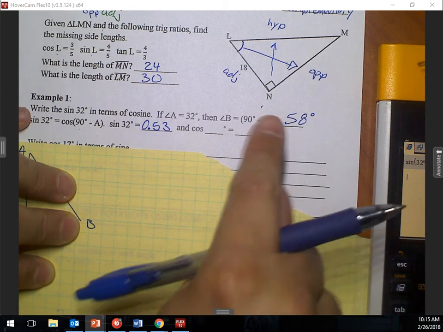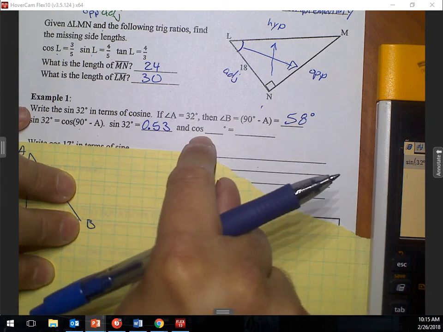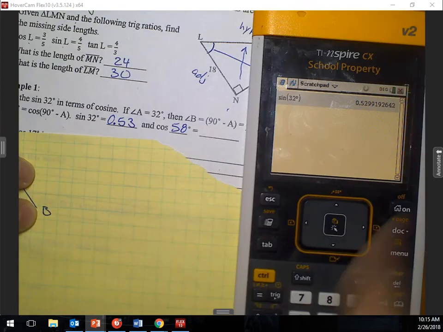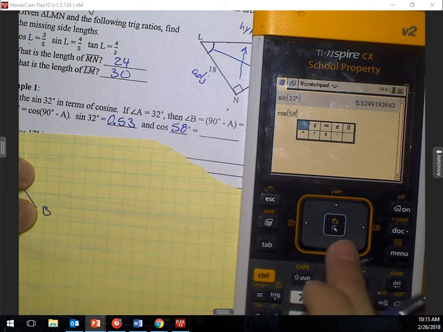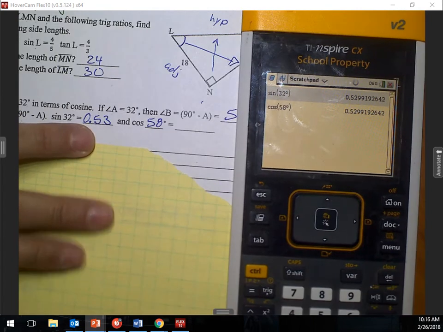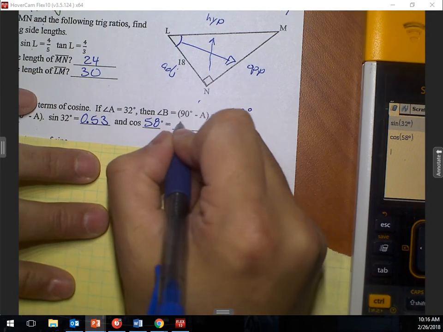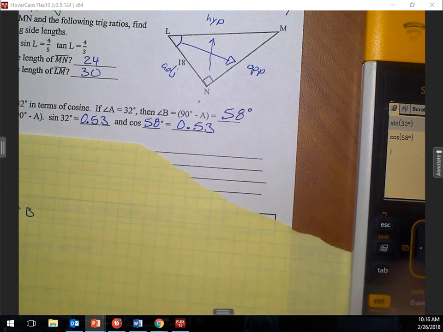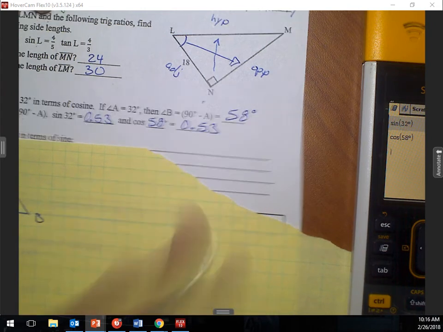Okay, now let's try the other one. So what angle goes here? There's my 58 here, right? Okay, there's my 58 degrees. Now, let's do cosine 58. Oh, hey, look. What do we get there? A number. 0.53, right? They're the same thing. Because they're going to be complement each other.